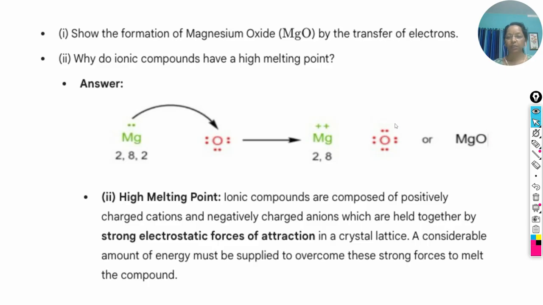Here O is having 2 minus. You should draw 2 minus here. You can write 2 minus because oxygen gains 2 electrons and magnesium loses 2 electrons. So Mg2 plus and O2 minus. Then high melting point we already discussed.